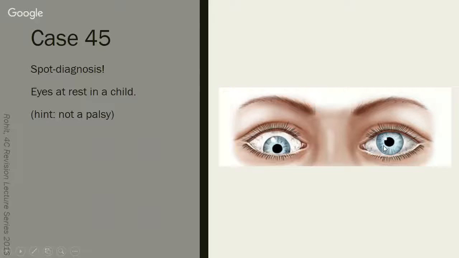Key differentiating points. All right, what about this patient? So this is a child, they're at rest, they've got no cranial nerve problem.